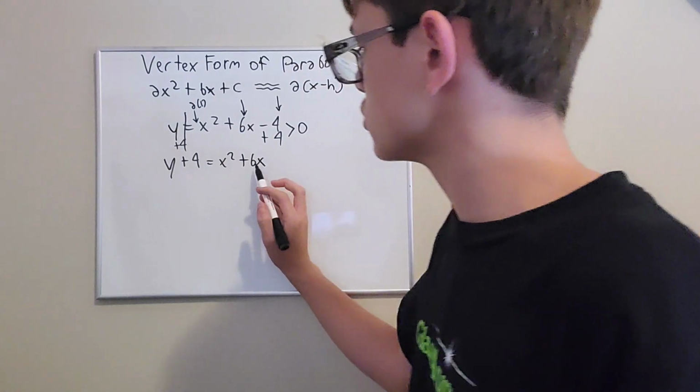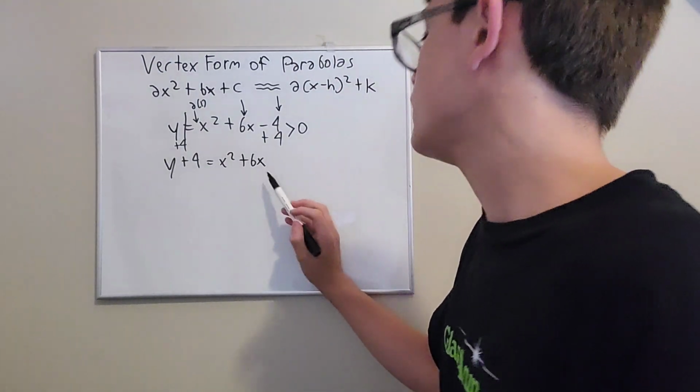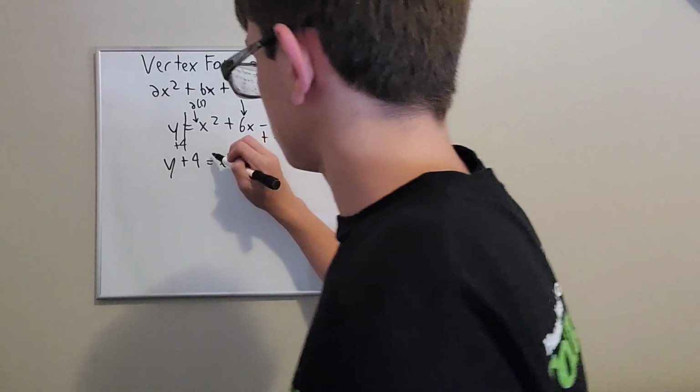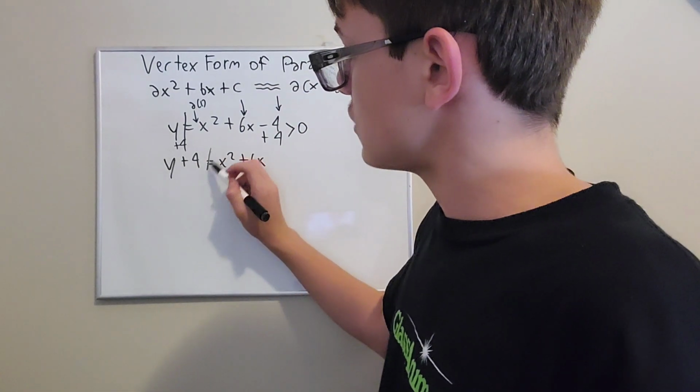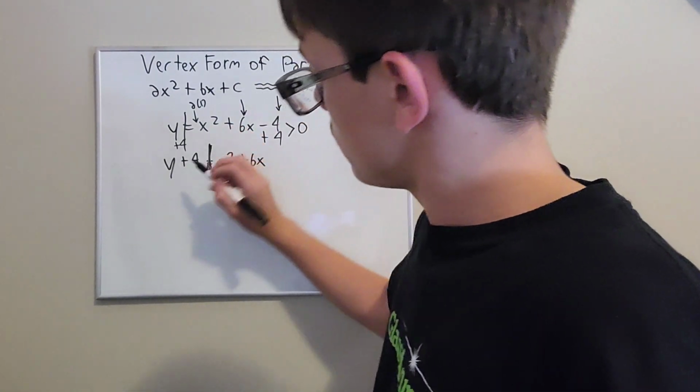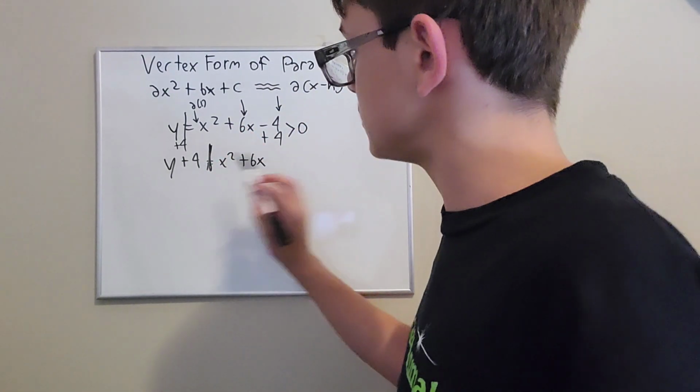Now there are only 2 terms to the right of the equal sign, which we're going to draw that boundary. It kind of looks like a slash, but it's supposed to be a straight line. We're going to draw the boundary there: y plus 4, and x squared plus 6x.